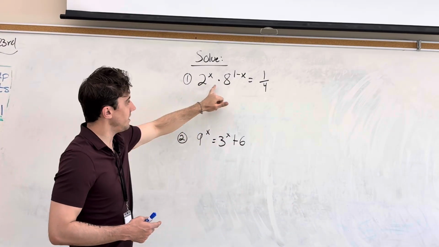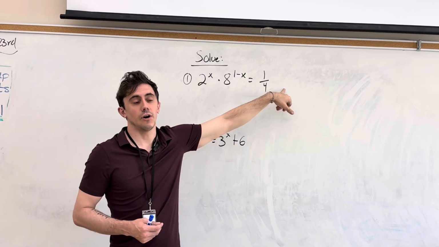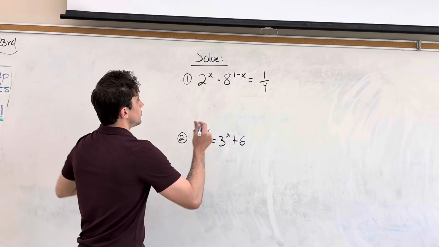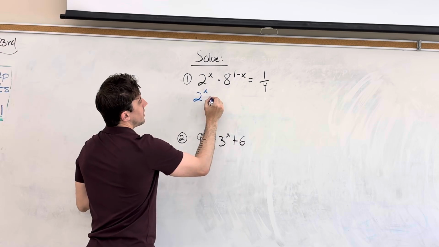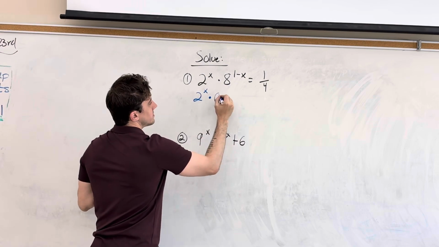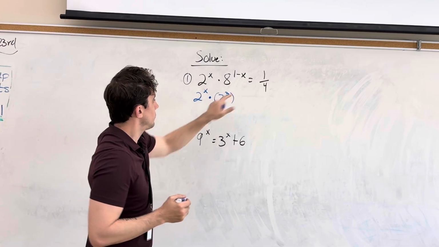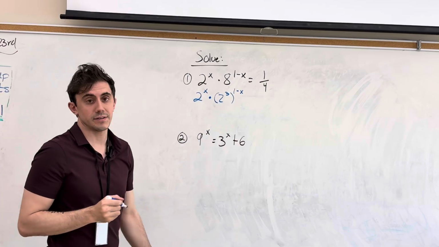And so we can write 2, 8, and 4, all as powers of 2. We'll call that our common base. And so to do that, we're going to write 2 to the x as just 2 to the x. And then we're going to write 8 as 2 to the power of 3. And then we're going to write 2 to the power of 3 to the power of 1 minus x.